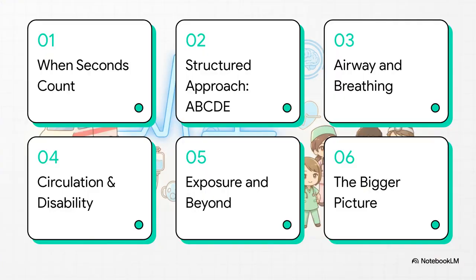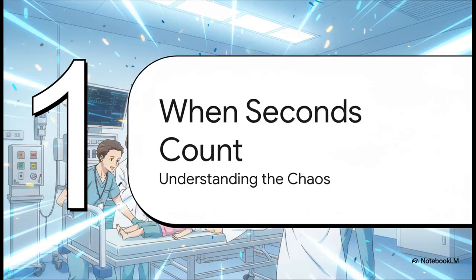So here's our game plan. First, we're going to set the scene to understand why this kind of system is so crucial. Then, we'll walk through each and every letter, A, B, C, D, and E. We'll even see how it can adapt on the fly. And finally, we'll zoom out to see how it fits into the grand scheme of emergency care. All right, let's get into it.